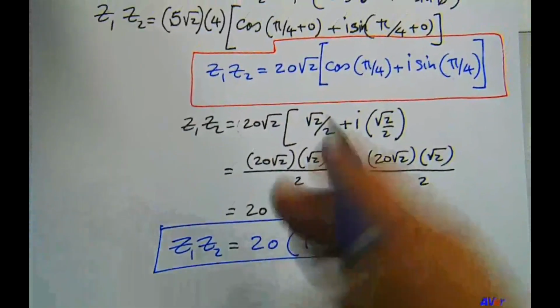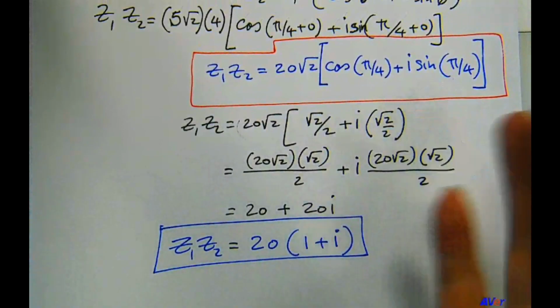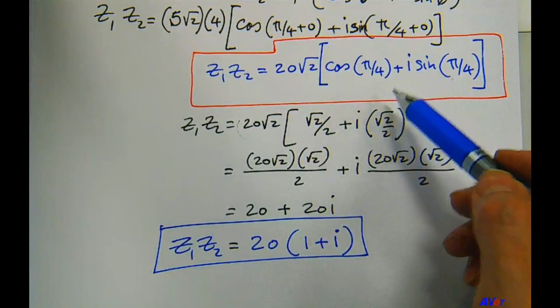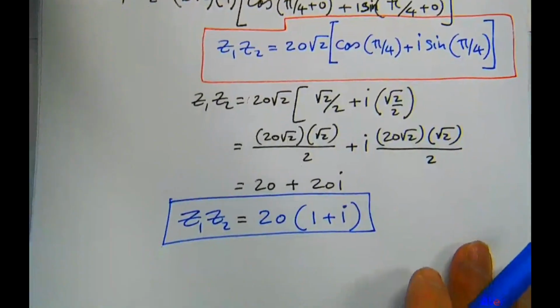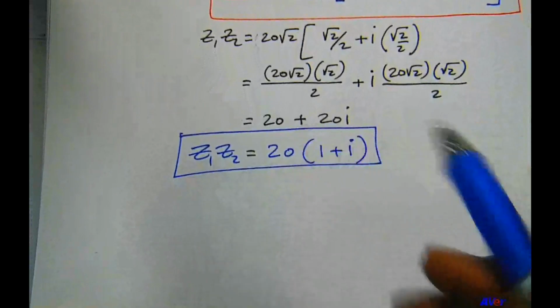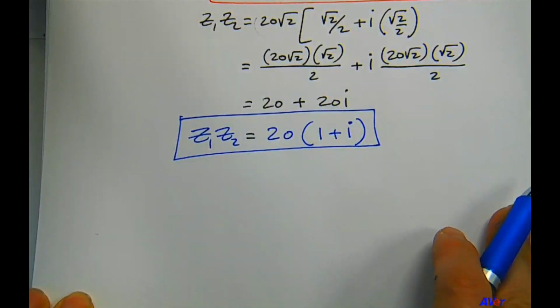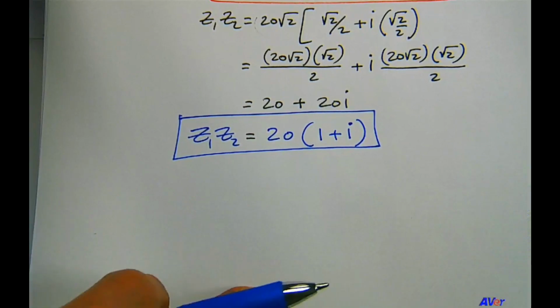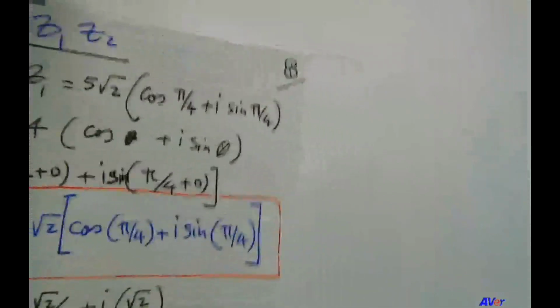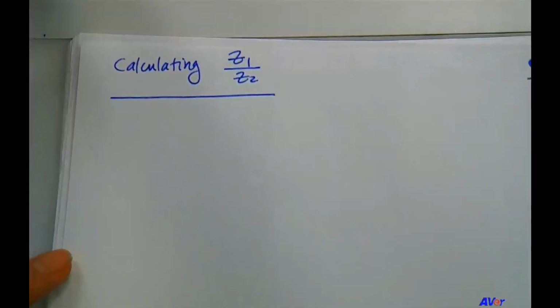So if your problem says leave your answer in polar complex form, this is what you leave it at. If it says simplify your answer as far as possible, this is what you conclude with. Okay, so we have the product completed. Now let's go back to what I was going to do, which was calculating the ratio of those two, z1 and z2, which is this slide, all right?